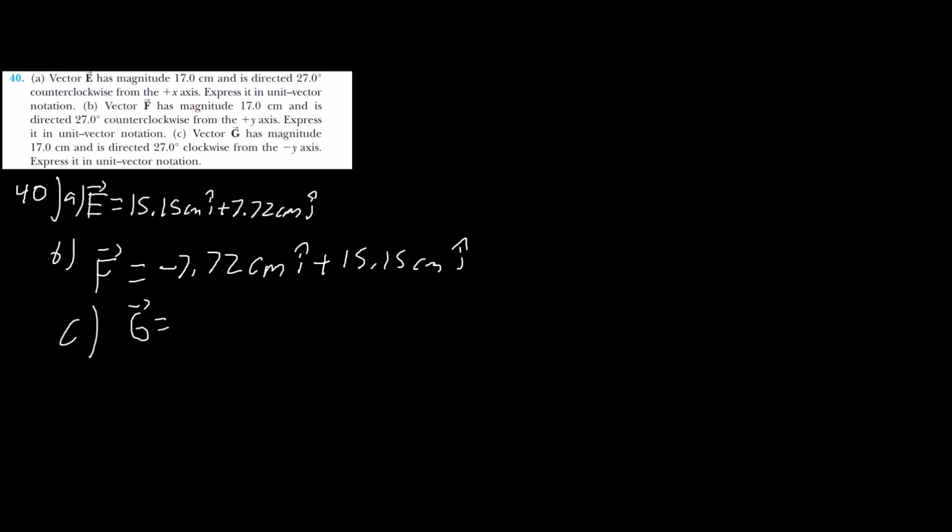17.0 cosine of 63 degrees, 7.72 centimeters in the I hat direction, 17 sine of 63 degrees, 15.15 centimeters in the J hat direction. I feel like I did this wrong, but I'm not entirely sure. But I think it's correct according to my logic.